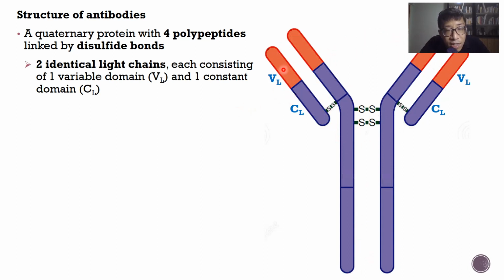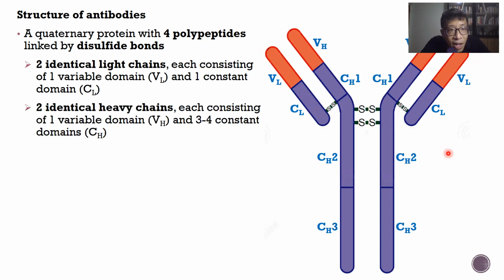So the light chains would consist of 2 domains. Domains are just like portions or parts of one polypeptide, so we call them domains. So we have this variable domain and a constant domain in each of the light chain polypeptides. And also for the heavy chain polypeptide, there's a variable domain as well as 3 to 4 constant domains. Okay, and the light chains and heavy chains are joined to each other via disulfide bonds, as you can see with the SS here.